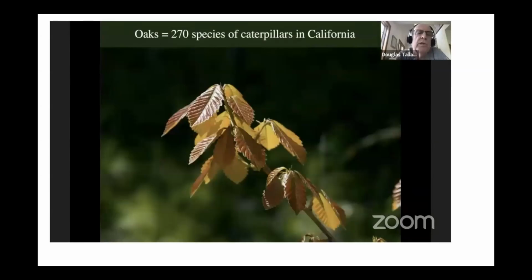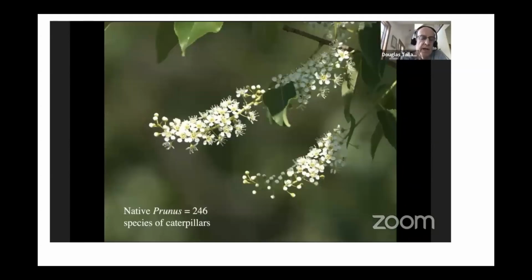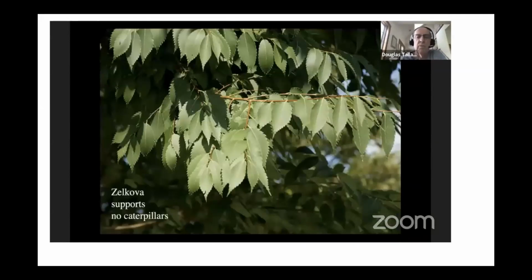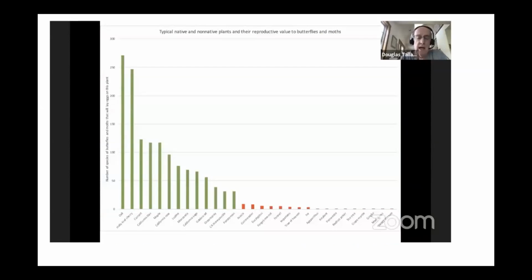So for example, oaks in California support 270 species of caterpillars. Eucalyptus only supports 5. So, you know, you love your eucalyptus, but it's not a very productive tree in that regard. Your native Prunus support 246 species of caterpillars. Zelkova supports none. Ceanothus, your lilac, 93 species.